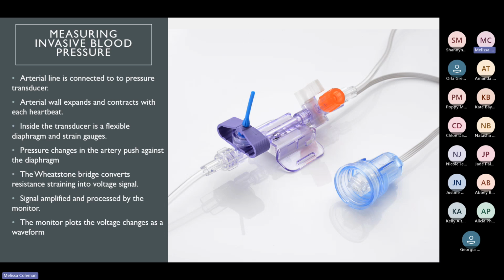Inside the transducer is a flexible diaphragm and strain gauges on either side, and that's what gets called a Wheatstone bridge. Pressure changes in the artery push up against that diaphragm and it deforms and alters the resistance in the strain gauges. And then the Wheatstone bridge converts the resistance straining into a voltage signal. And that's when it shows us the graph and calculates the systolic, diastolic, and mean blood pressures. The signal is amplified and processed by the monitor, and then it changes into a waveform.